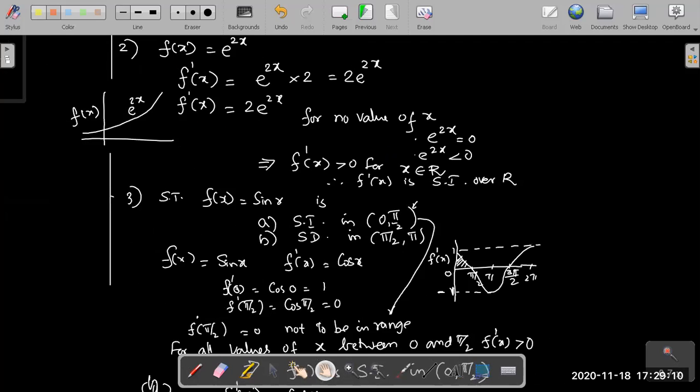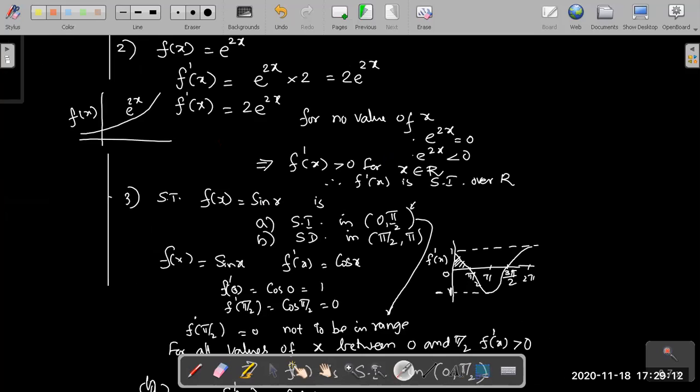Now the second question. So we have e power 2x function, and we have put the graph for e power 2x. It's always greater than 0, and therefore it is strictly increasing over all values of x.